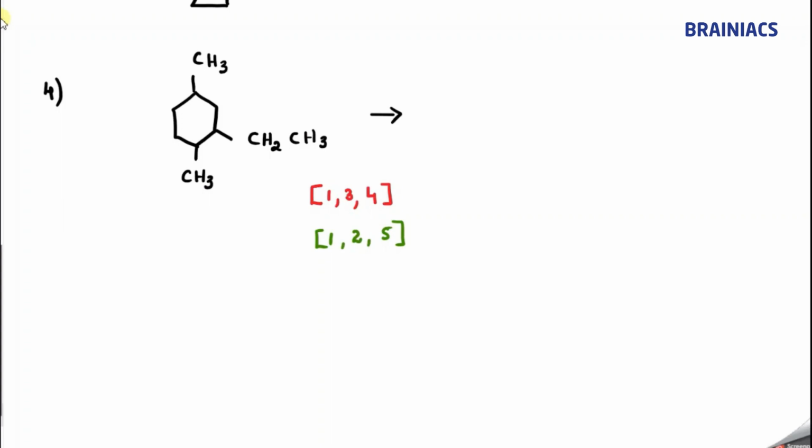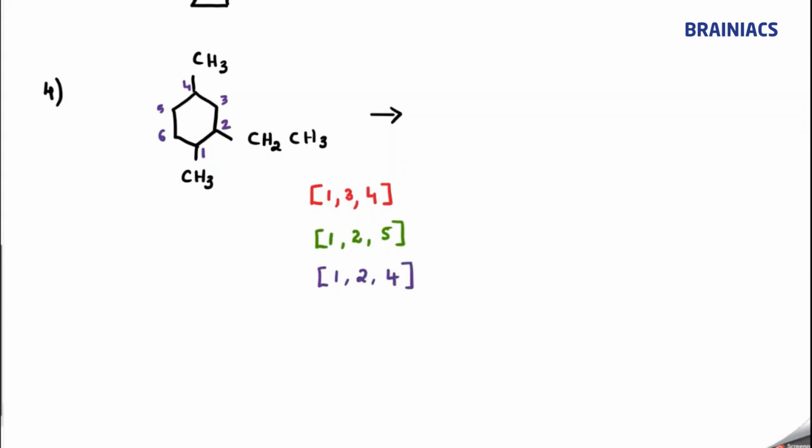Now let us do the other numbering. You could see here 1, I am starting from here. 2, 3, 4, 5, 6. So what are the locants coming? Tell me again. 1 is there, 2 is there, 4 is there.